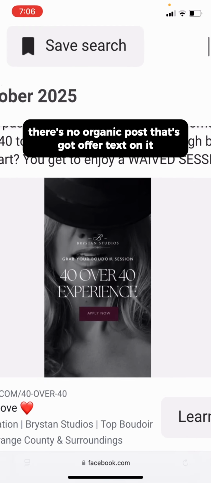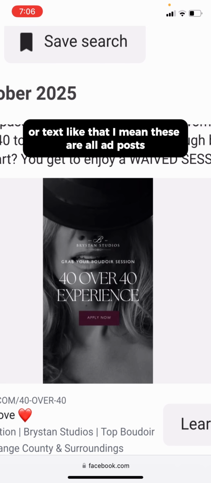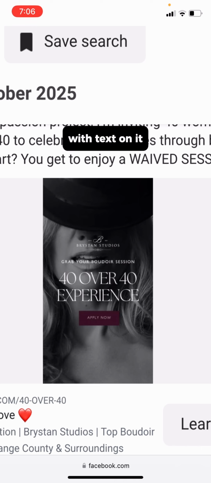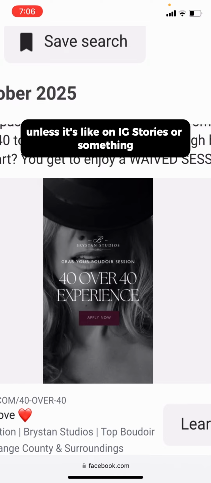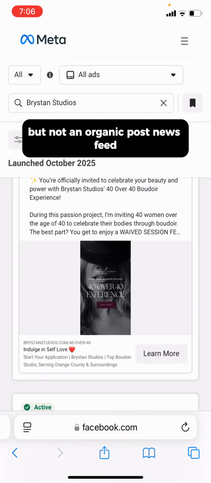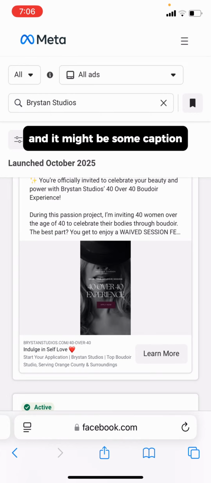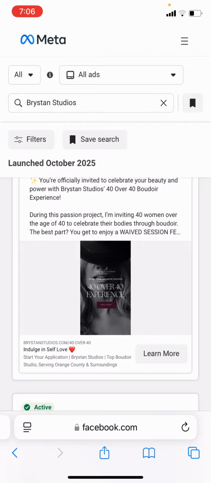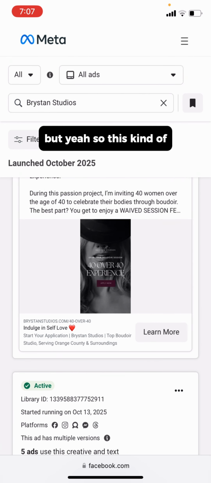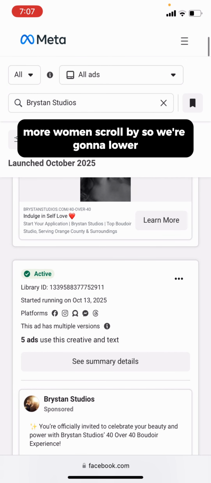There's no organic post that has offer text on it or text like that. I mean, these are all ad posts. Is anyone posting a picture of their dog with text on it? Special fonts, unless it's like on IG stories or something, but not an organic post in the newsfeed. And it might be some caption. But yeah, so more women scroll by.